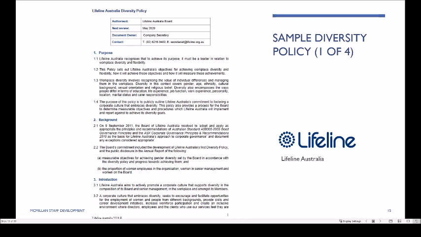Then the background. The background is probably not an essential one, but it's always nice for the key stakeholders to know how this fits in. And in the Lifeline one, it says: on the 9th of September 2011, the Board of Lifeline Australia resolved to adopt and apply as appropriate the principles and recommendations of the Australian standards, good governance principles, and the Australia Stock Exchange corporate governance principles and recommendations as a basis for Lifeline's approach to corporate governance.